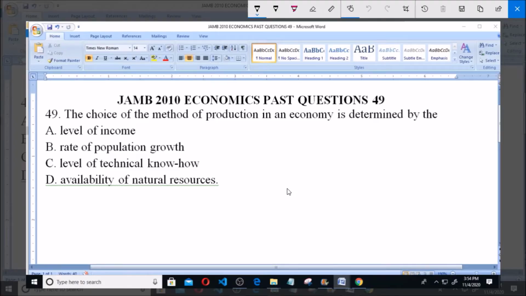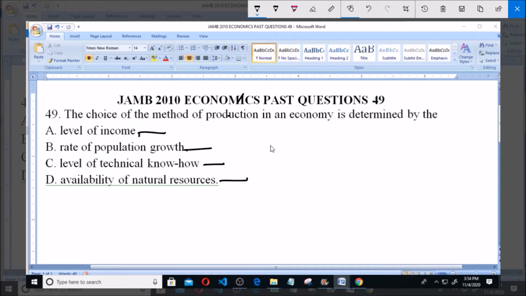Jamb Economics Past Question, question number 49. It says the choice of the method of production in an economy is determined by A. Level of income, B. Rate of population growth, C. Level of technical know-how, D. Availability of natural resources. If you look at the factors which determine how to produce, they are as follows.